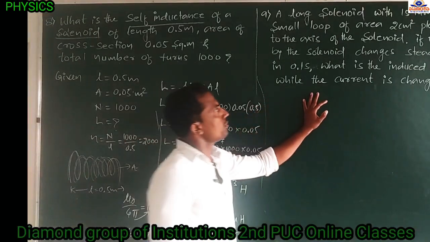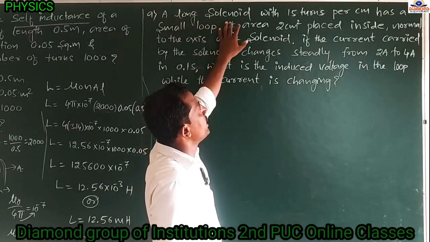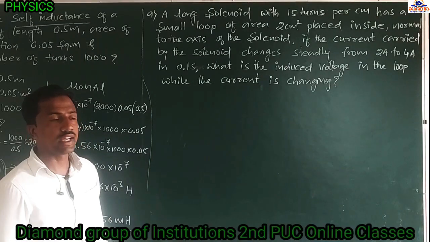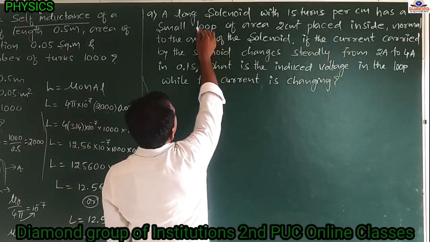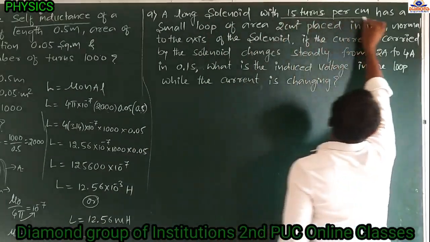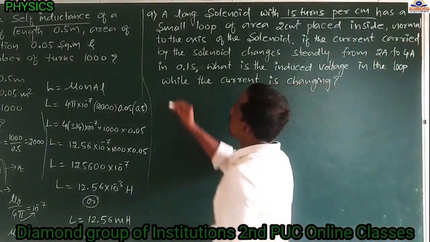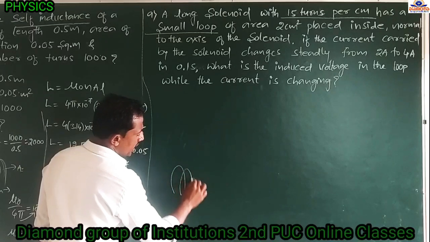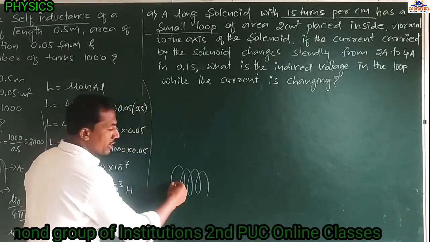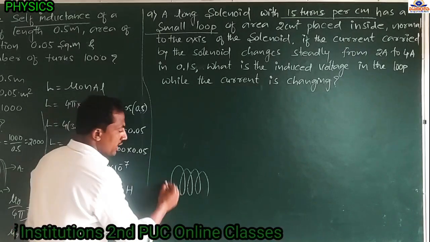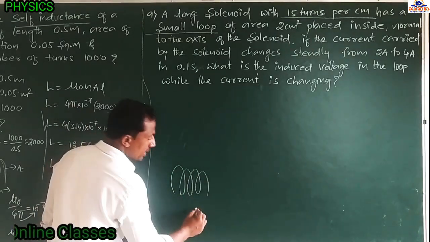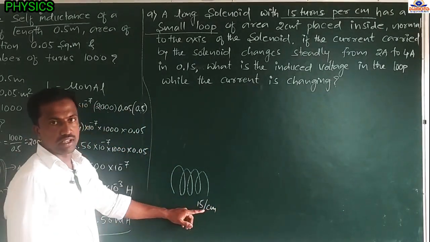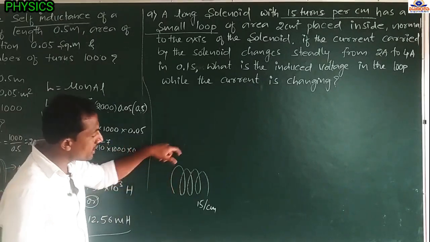Next problem: a long solenoid with 15 turns per centimeter has a small loop. We are taking one long solenoid, and this long solenoid has 15 turns per centimeter. That means in one centimeter there are 15 turns.